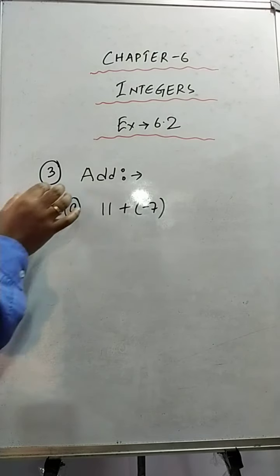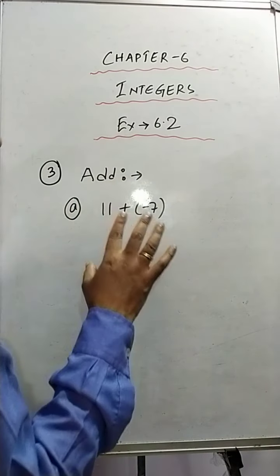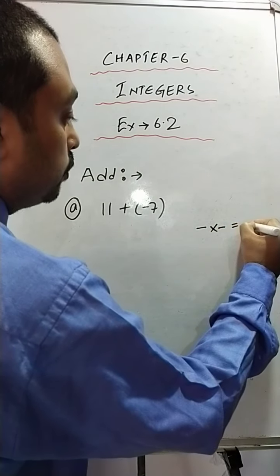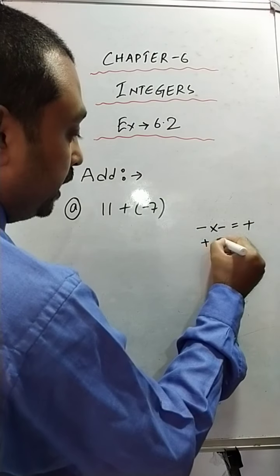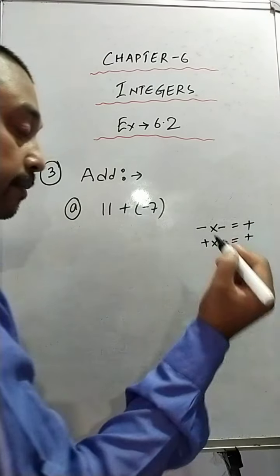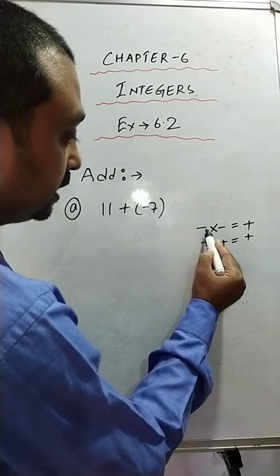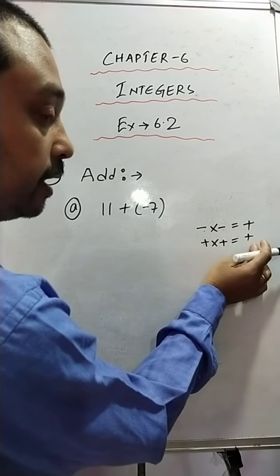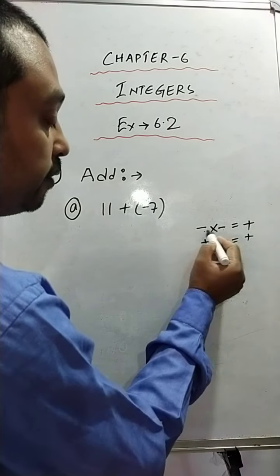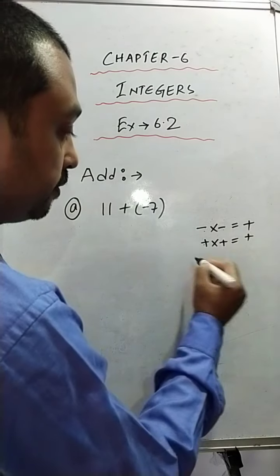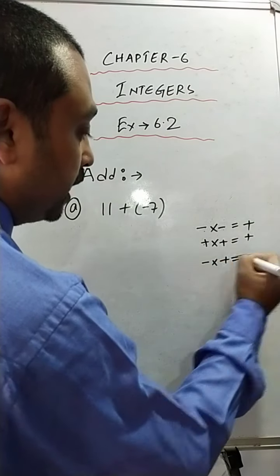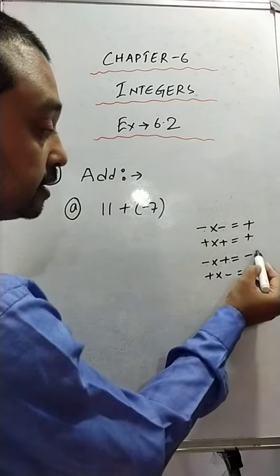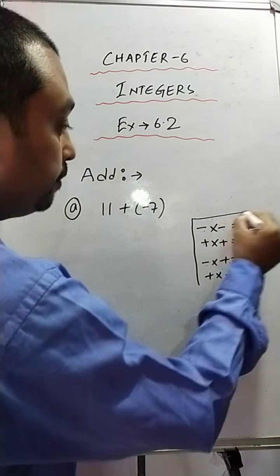In sum number 3 we have to add, but without using the number line. We know that minus into minus is plus, and when we multiply plus into plus, the result is again plus. So when you multiply the same signs, minus minus, you will get a positive result, and plus plus will again give a positive result. So when we multiply the same signs, we always get a positive result. Now minus into plus is minus, and plus into minus is again minus. So when we multiply opposite signs, the result is always negative. This is very, very important.